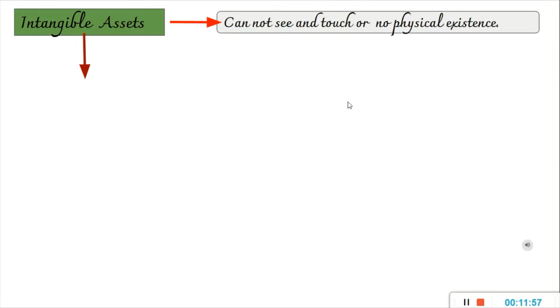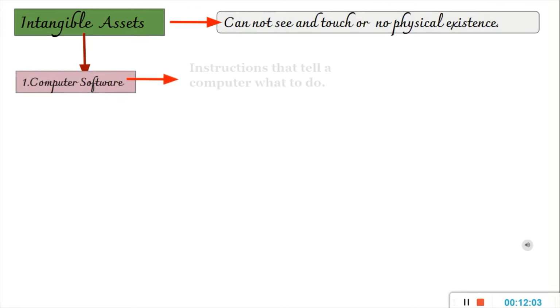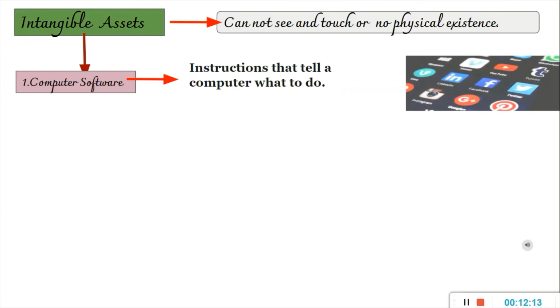One of the most important examples is computer software. What is computer software? Computer software means the instructions that tell a computer what to do, right? So you already know about computer software, isn't it? Whatever is installed inside the computer, like Excel, PowerPoint, MS Office, Access, these are all computer software. You can see it, but you cannot touch it, right?